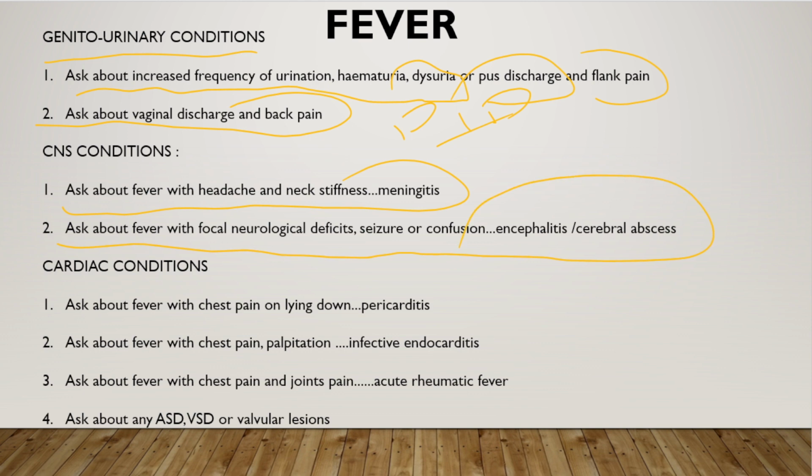Cardiac conditions which can cause fever include pericarditis. So fever with chest pain worse on lying down could be pericarditis. Infective endocarditis can present with fever, chest pain, palpitation. Acute rheumatic fever can present with fever, chest pain, and joint pain. We will also ask about any history of ASD, VSD, or valvular lesions.